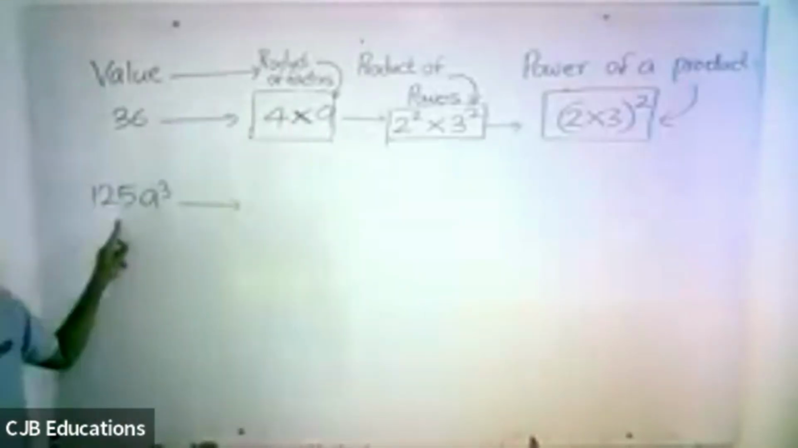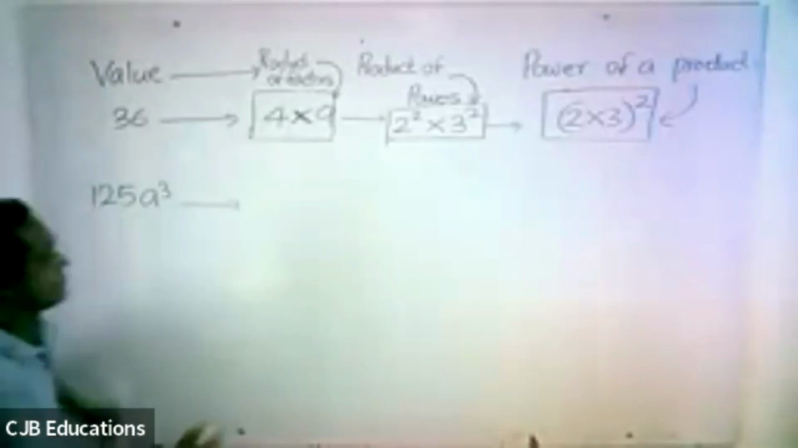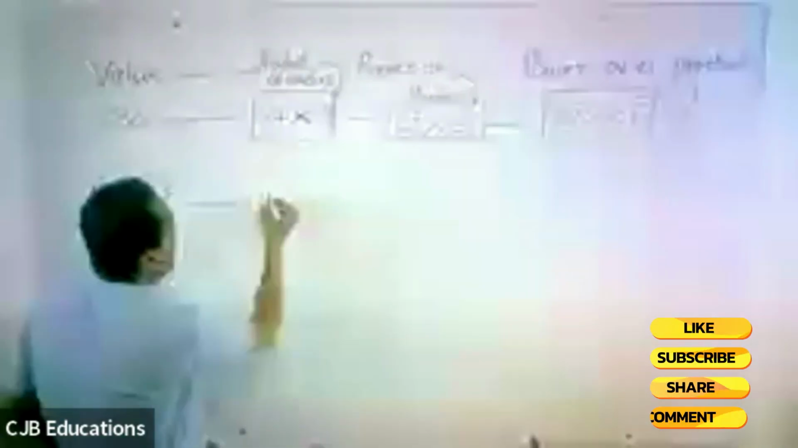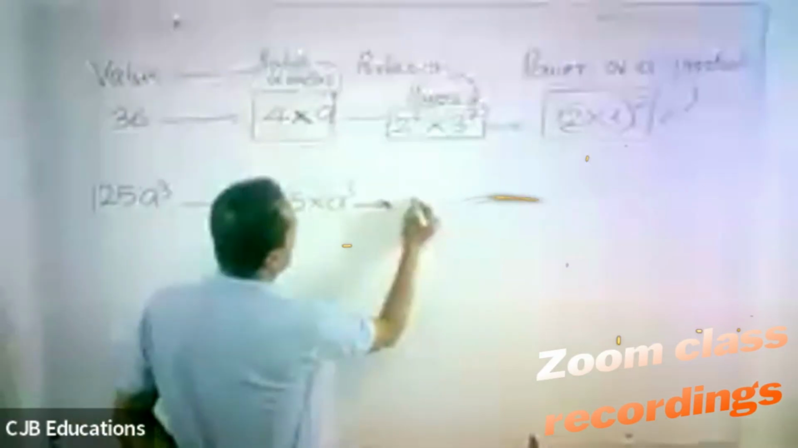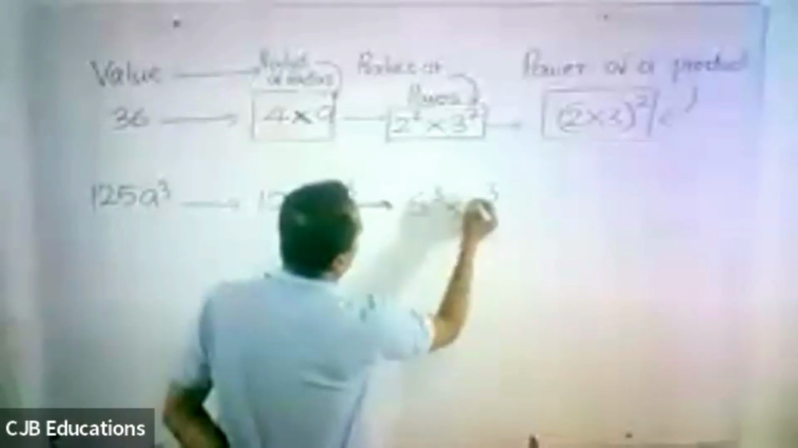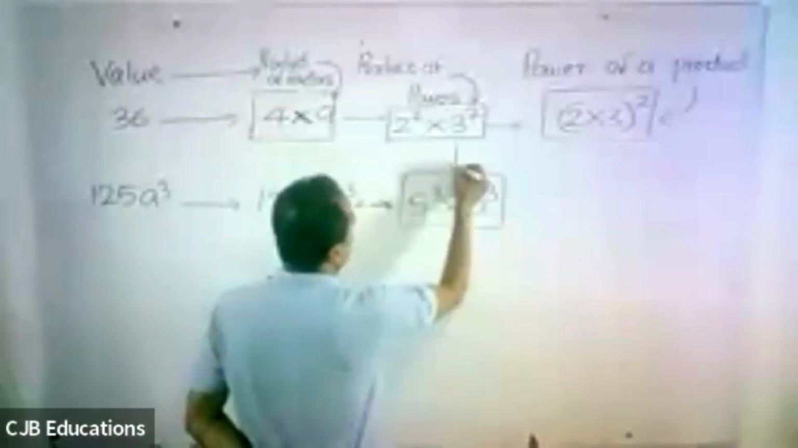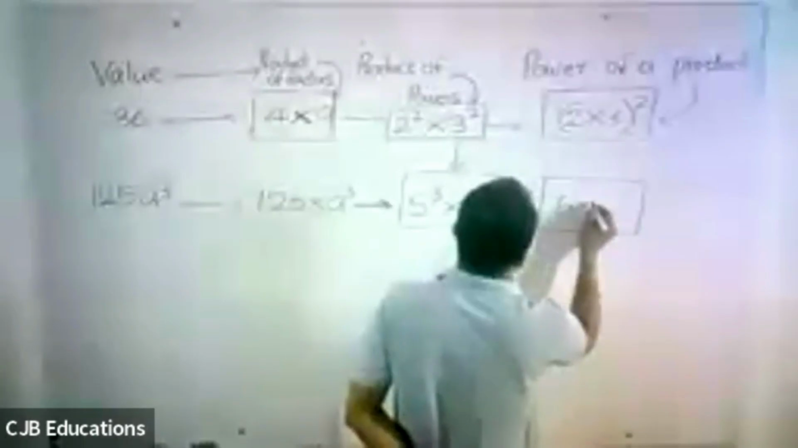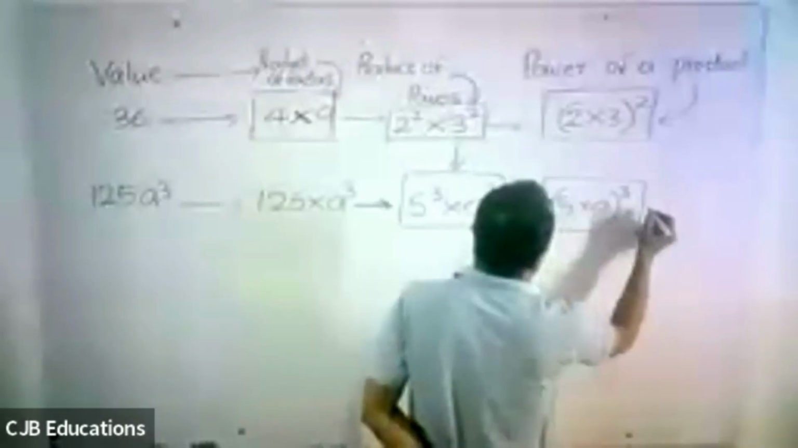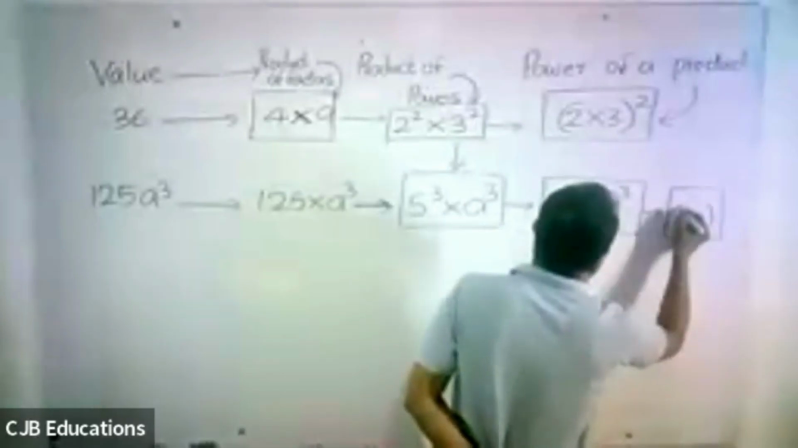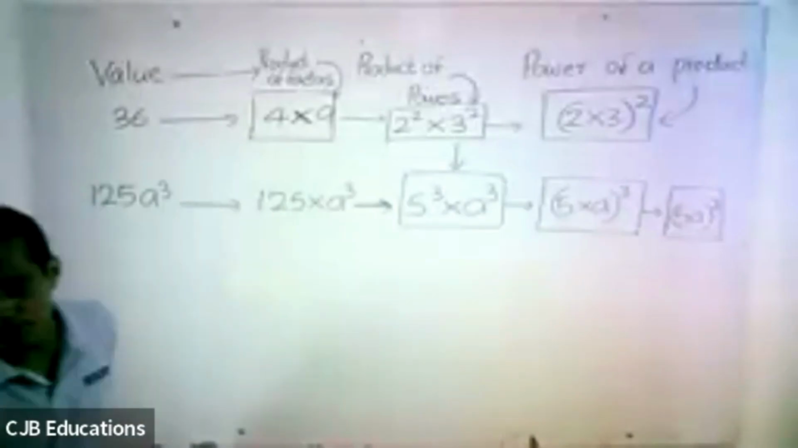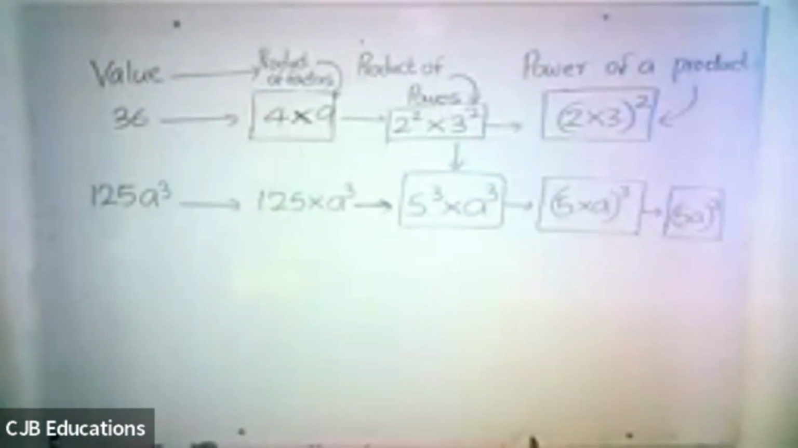You better see how to write this 125a to the power 3. We can write 125 times a to the power 3. Again we can write it as 5 to the power 3 into a to the power 3. Then again we can write it as 5 times a all to the power 3, and also the same thing, (5a) all to the power 3. Is it clear? All are the same. Let's see this.